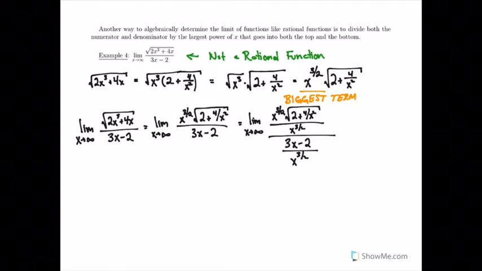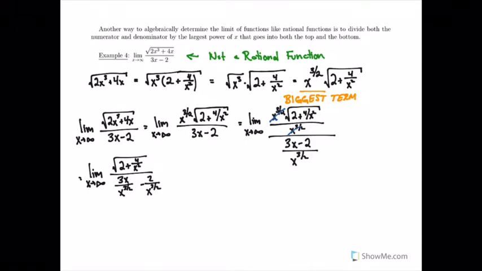Now it's very nice on the numerator, those x to the 3/2 cancel out. And we're going to be left with square root of 2 plus 4 over x squared on the top, over 3x over x to the 3/2 minus 2 over x to the 3/2 on the bottom.